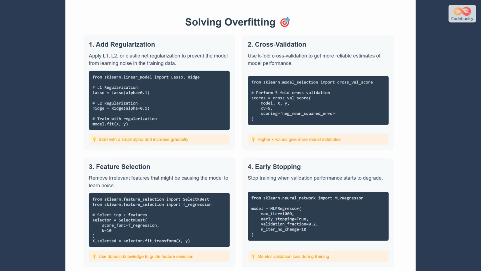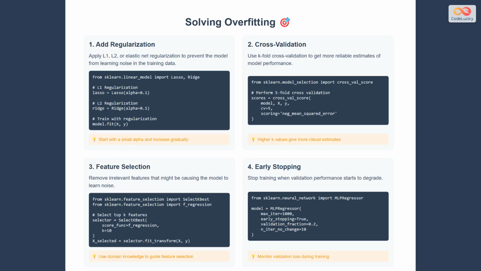The second solution is cross-validation. Use k-fold cross-validation to get more reliable estimates of model performance. Below is the code snippet. from sklearn.model_selection import cross_val_score. Perform 5-fold cross-validation. scores equals cross_val_score(model, X, y, cv equal to 5, and scoring equal to 'r2'). Higher k values give more robust estimates.